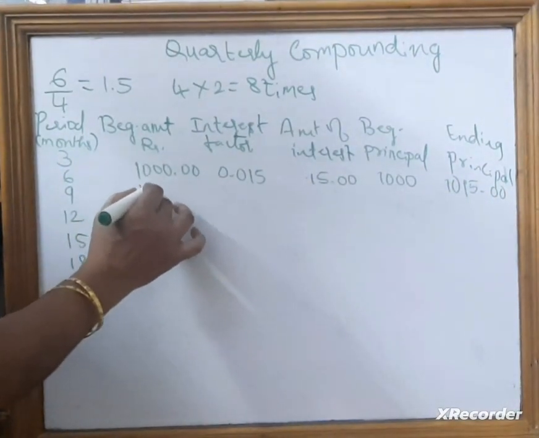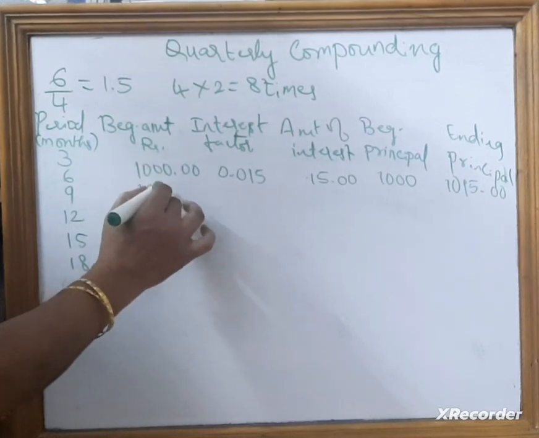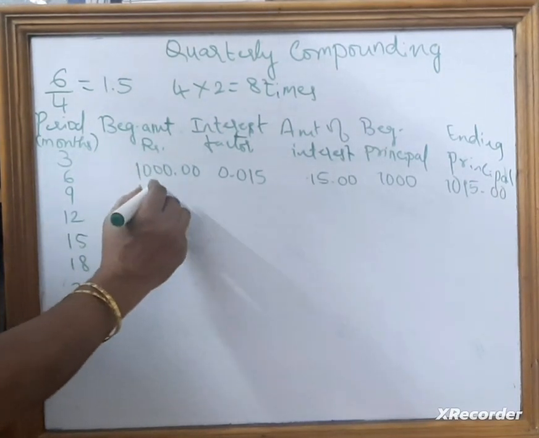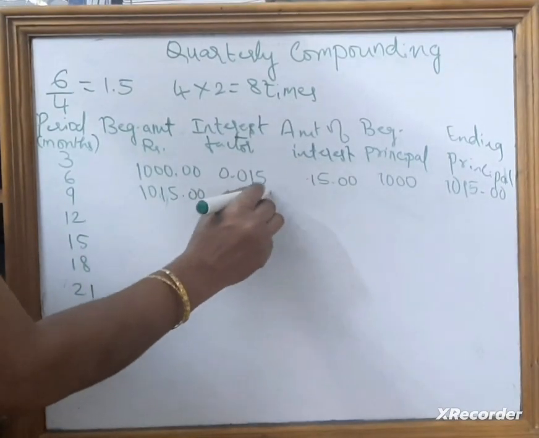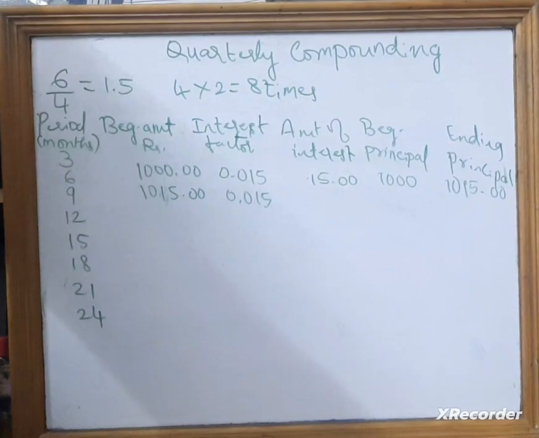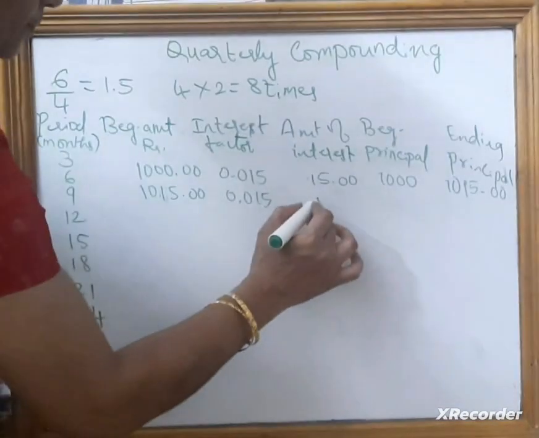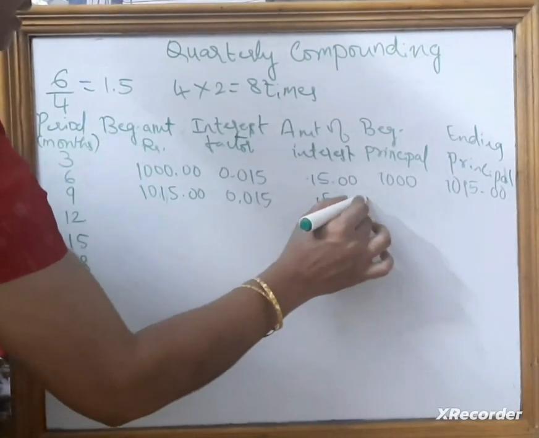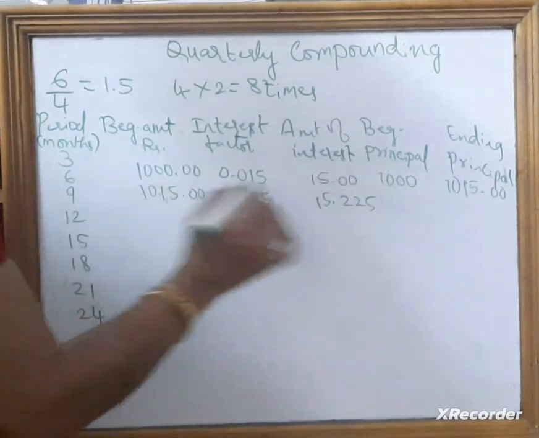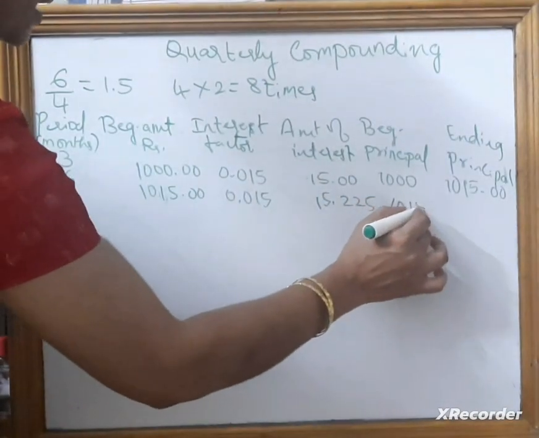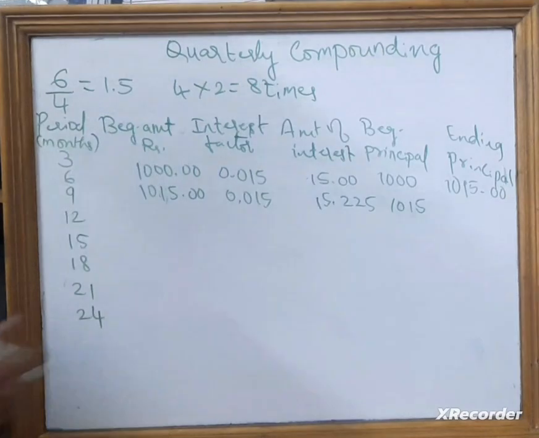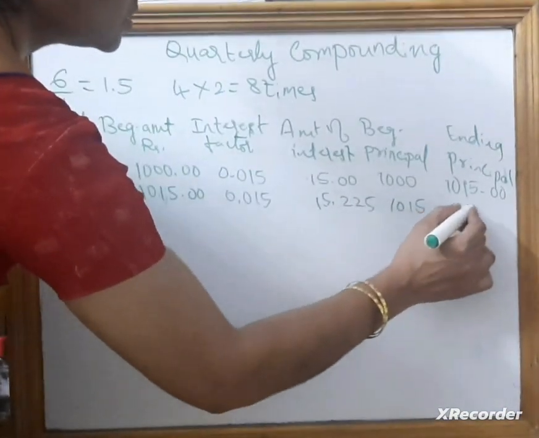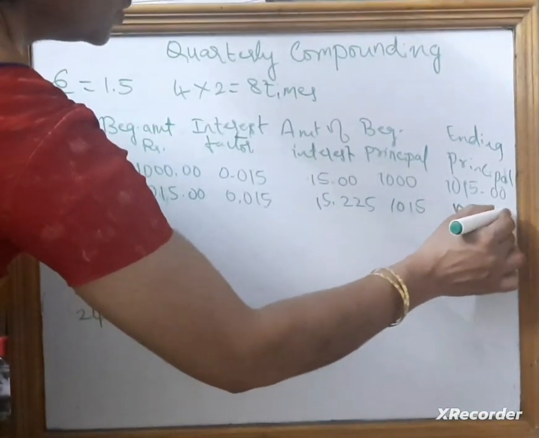So this becomes the beginning principal in the beginning of the 4th month, 1015. Interest factor remains the same. This will not change. 15.225 is the interest. So beginning principal was 1015. Ending principal was, add this and this. It is 1030.225.